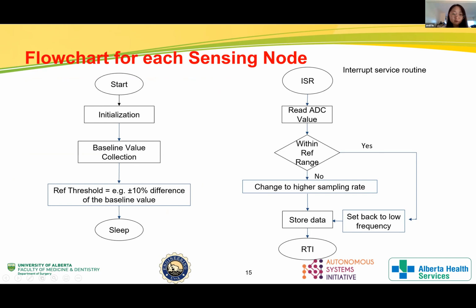Here is the flowchart for each sensing node. We will start with the initialization, collecting the baseline value and calculating the reference threshold based on the baseline value, and enter sleep mode. After it is woken up from sleep mode, the microcontroller will read the ADC value to check if it is within the reference range. If yes, then we will use a lower sampling frequency. If no, we will change it to a higher sampling frequency and store the data, go back to sleep mode, and wait for another wake up.